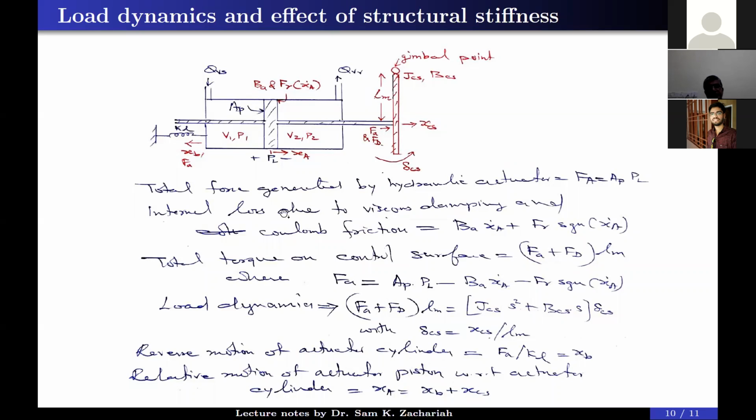So we can write the equation like this. Total force generated by the hydraulic actuator is F_A equals A_P into P_L. A_P is the cross-section area, P_L is the load pressure.